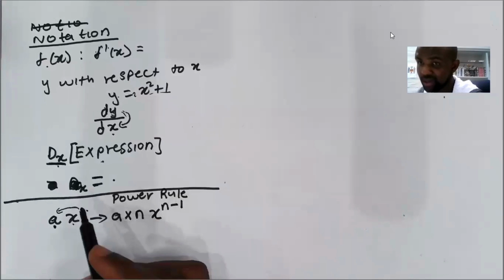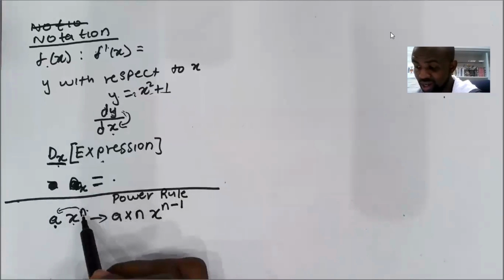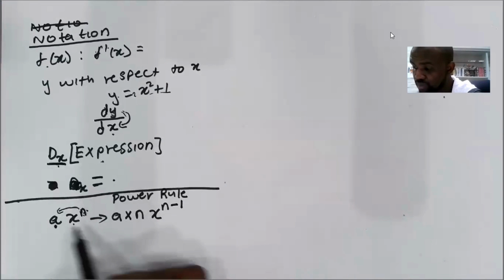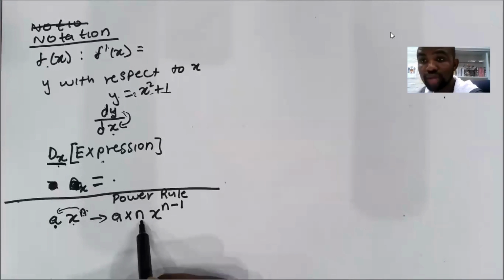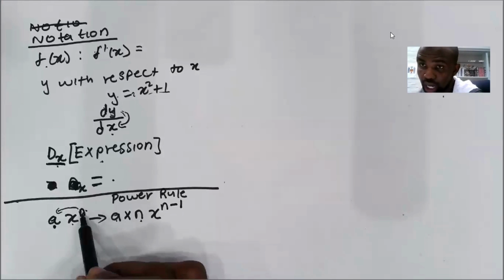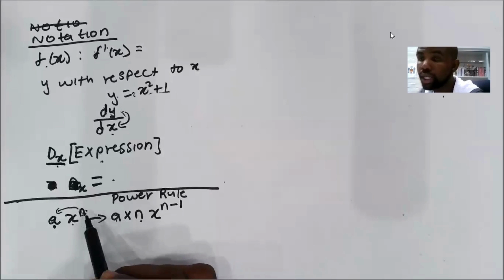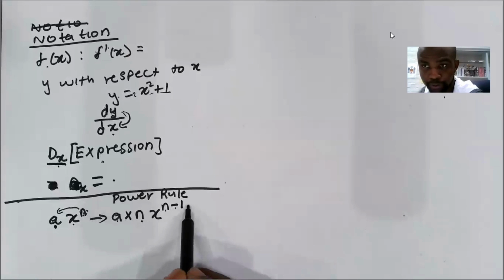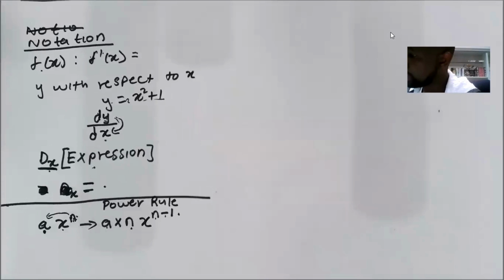Guys, remember, we are saying n times the coefficient, which is just a, times n. Then the exponent, or this power, we minus it with 1. So we're saying n minus 1. I hope you understand. But let's just do some examples.